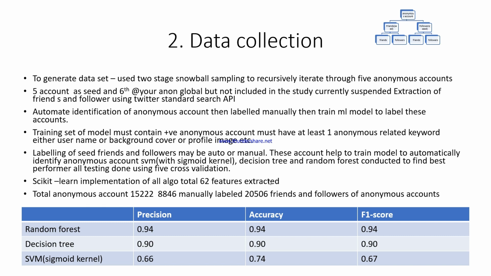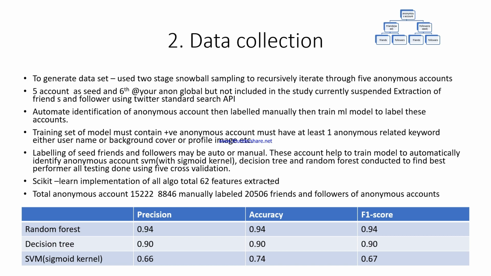In data collection, to generate a data set, we collect a large number of data using a two-stage snowball sampling technique. In this research, we use only 5 accounts as seeds, and a 6th account, but it is removed because of Twitter's terms and conditions. First we automatically identify the anonymous accounts, then label them manually and train the models, and then again find other accounts. The training set of models must contain positive anonymous accounts and must have at least one anonymous-related keyword, either in the name, background cover or profile image.